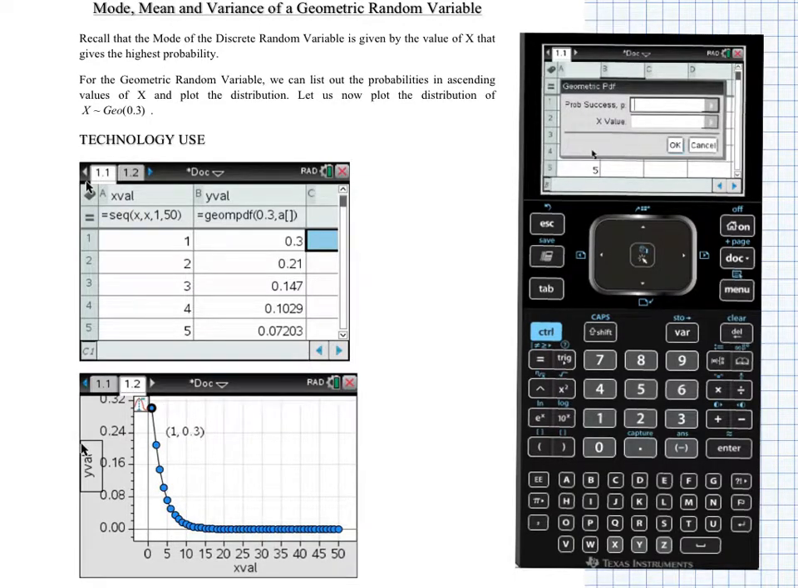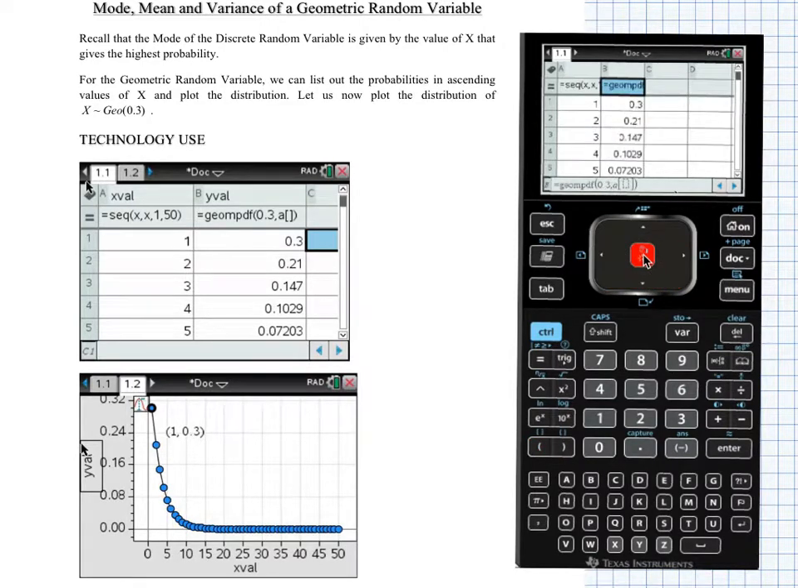We put in the value of p, which is 0.3 in this example. And for the value of x, we will just give the column reference to A, and we say OK, and all the probabilities have been generated.